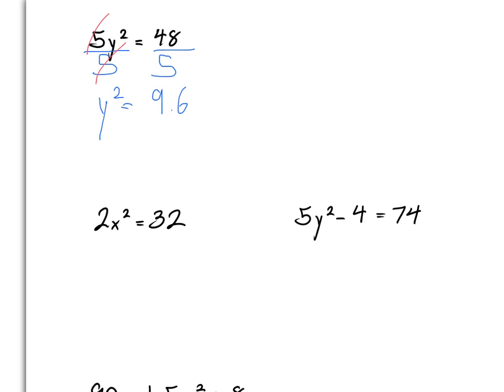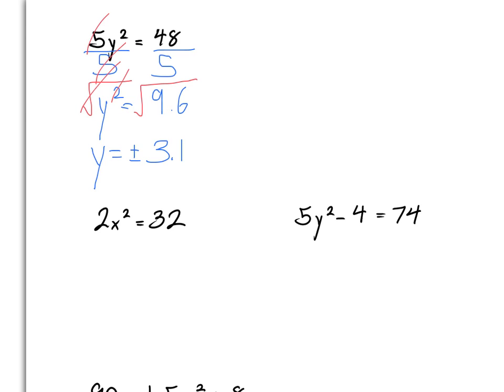So what do we do? Just like before, take the square root of both sides, because the square root of y squared cancels out and becomes y. And the square root of 9.6 we'll need our calculator for. It's 3.1, but it's not just 3.1, it's plus or minus 3.1. And there we have our answer. So notice that we divided both sides by 5 like we've been doing.